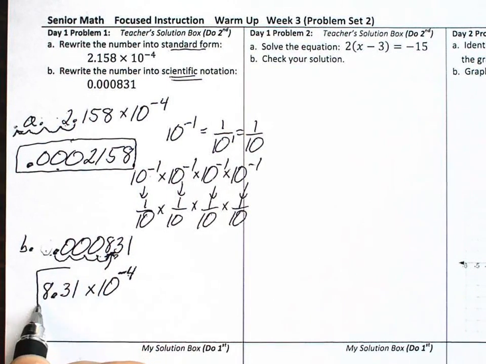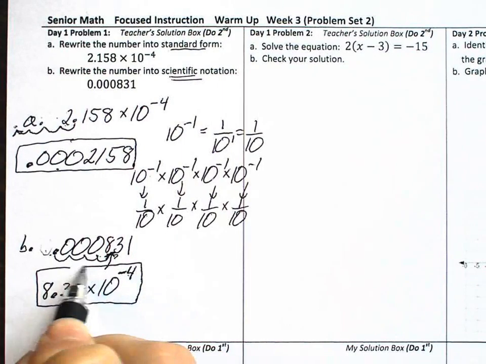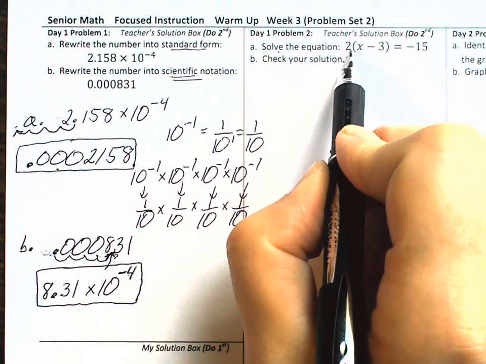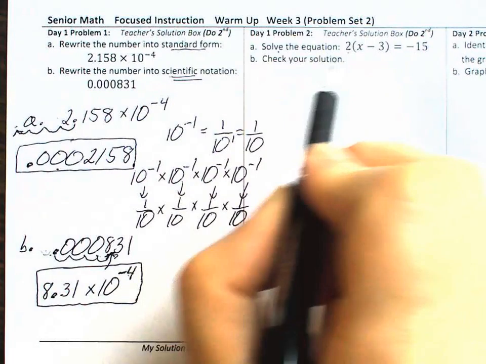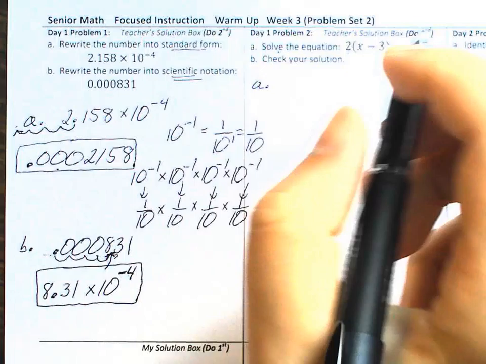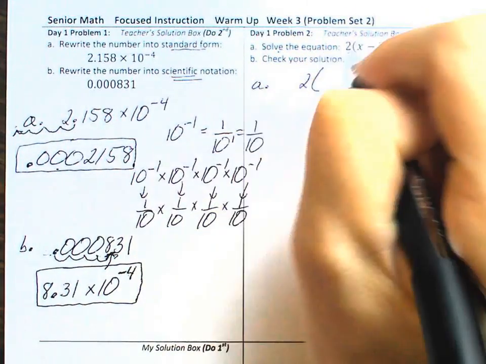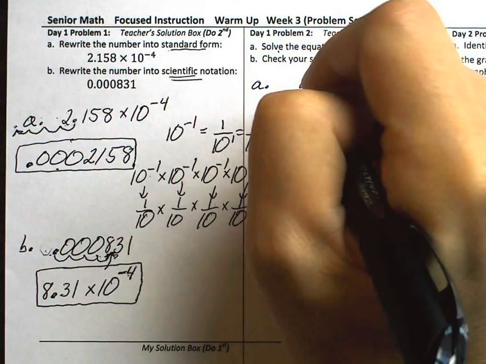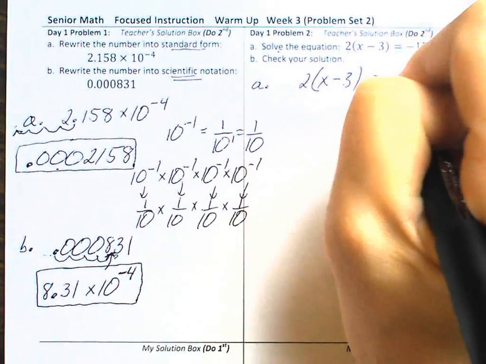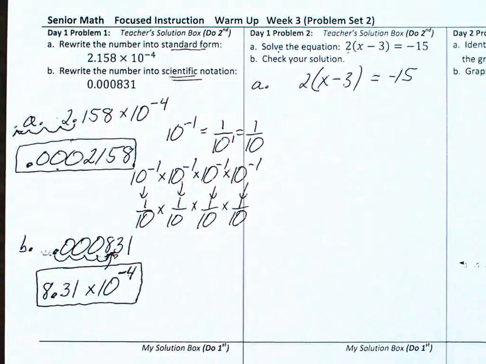And so this number here is the scientific notation version of this number here. Now, day 1, problem 2. Question A, solve this equation. And then question B, check our answer. So question A, let's copy that equation down. 2 times, and now the quantity, x minus 3, is equal to negative 15.